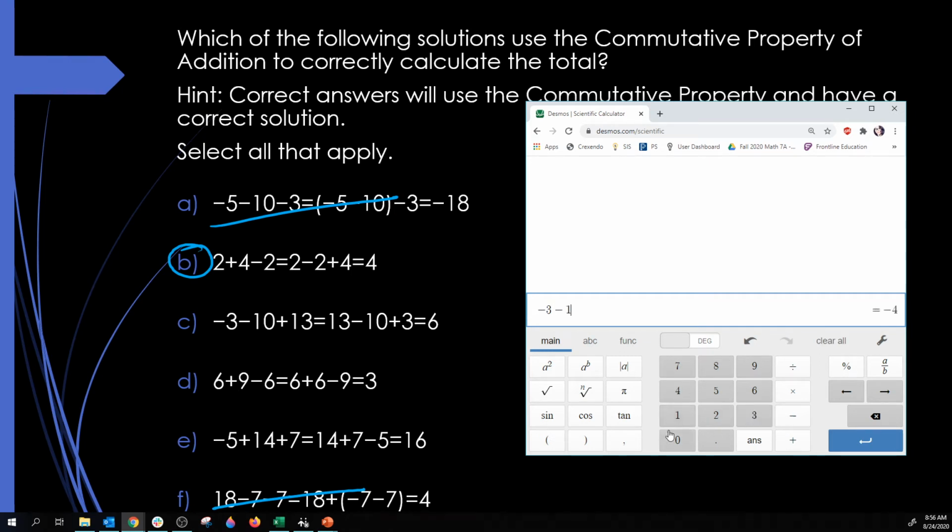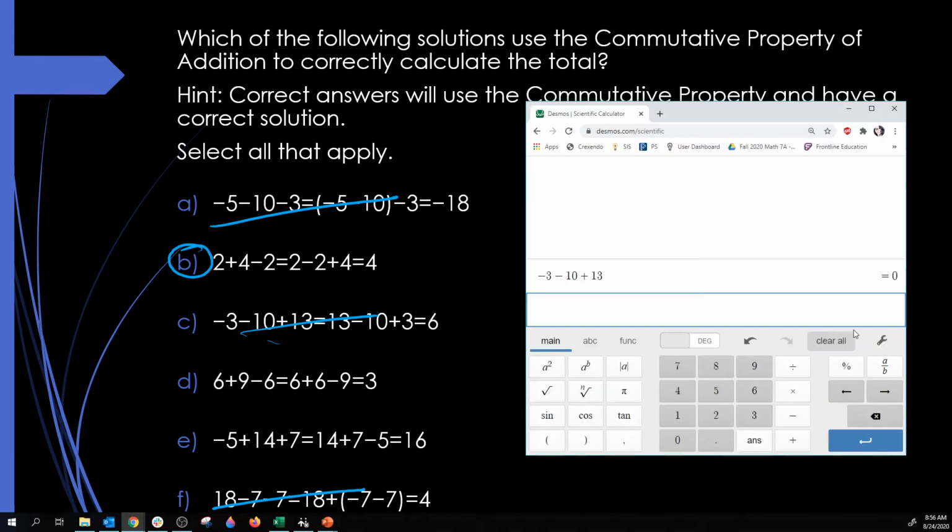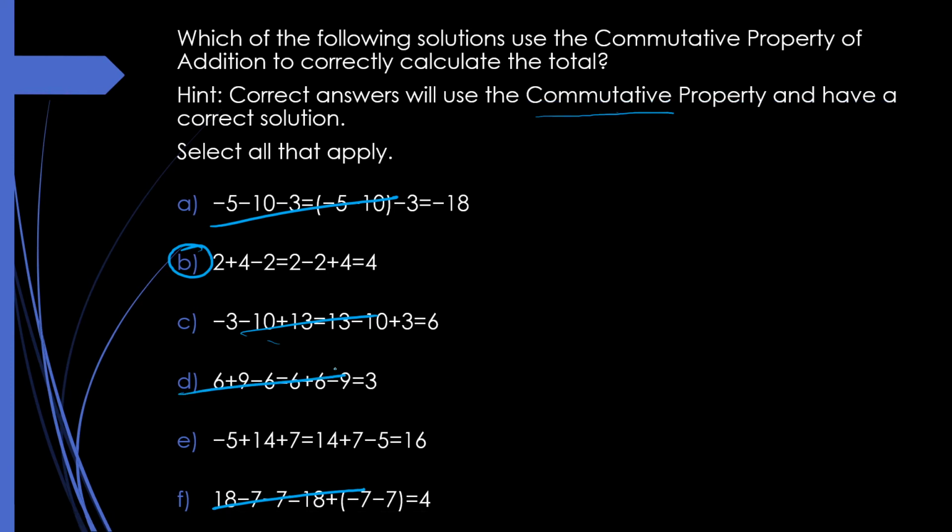Negative 3 minus 10 plus 13. This equals 0. Automatically this one is wrong. It should equal 6. However, it equals 0. So C, that is not what I want. Let's check our next one. I have 6 plus 9 minus 6. This should equal 3. Does it equal 3? No, it equals 9, right? This tells me at the very end that it should equal 3. So, I know D is also not correct.